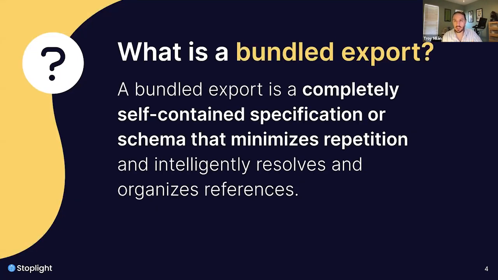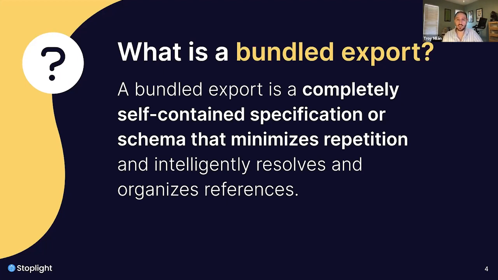What is a bundled export? Because that is ultimately what the Catalog API will be giving you. A bundled export is a completely self-contained specification or schema that minimizes repetition and intelligently resolves and organizes those references. So there are lots of different ways to reference or dereference an OpenAPI file or any given YAML file or JSON file.